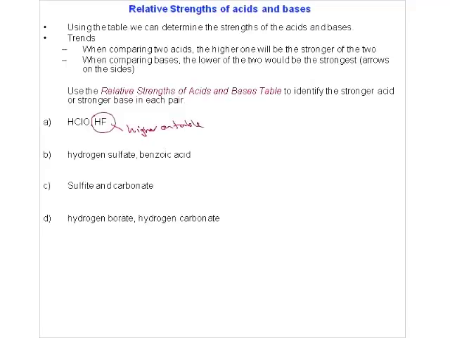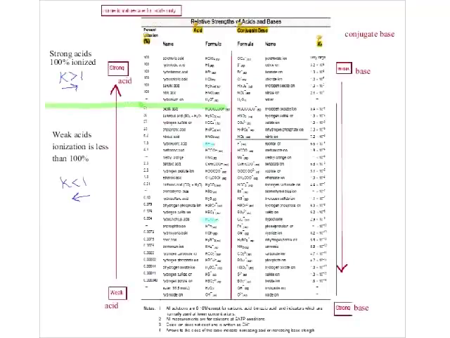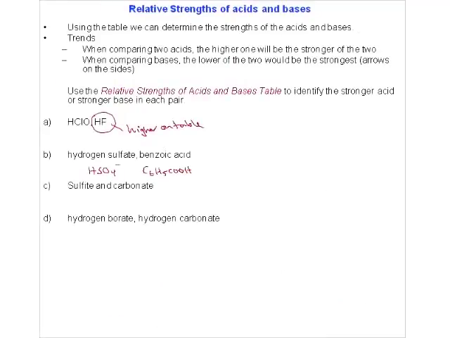Okay, hydrogen sulfite, HSO3-, and benzoic acid, C6H5COOH. Let's go look at those guys now. So we go back to our table. Hydrogen sulfite, right there, and benzoic acid, right there. Notice how they're giving us the names as well as the formulas. So benzoic acid is higher, so benzoic acid is stronger.